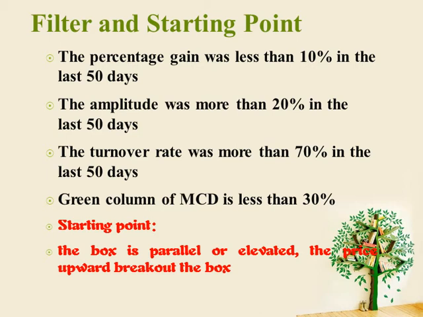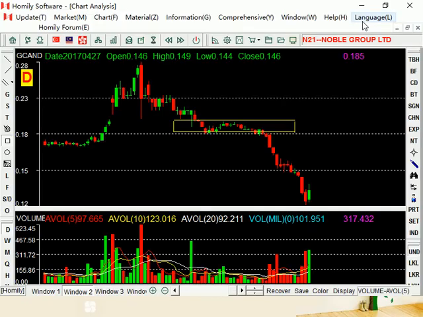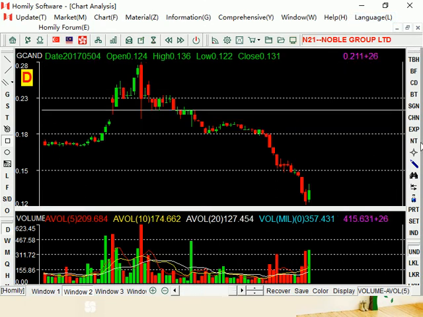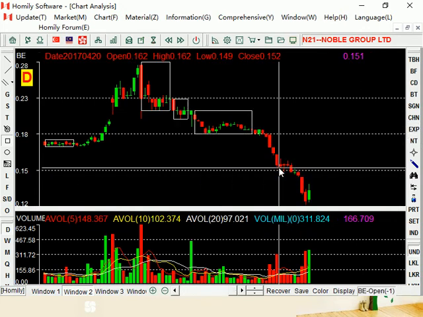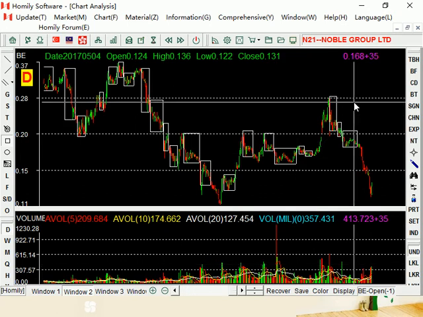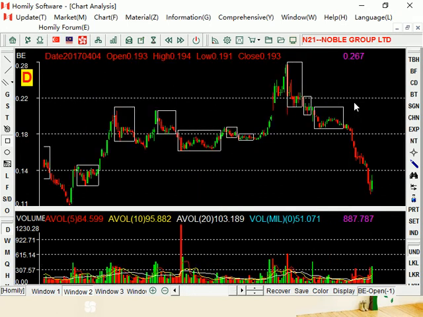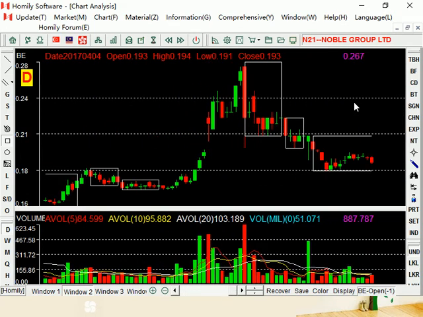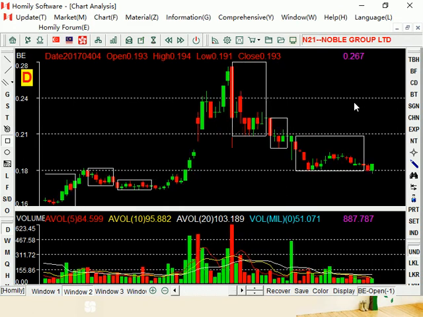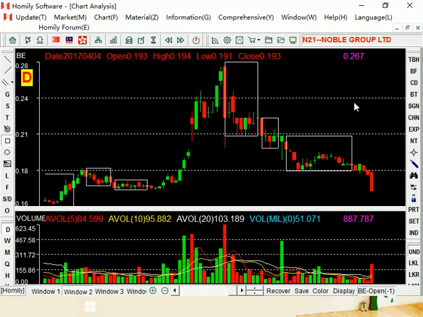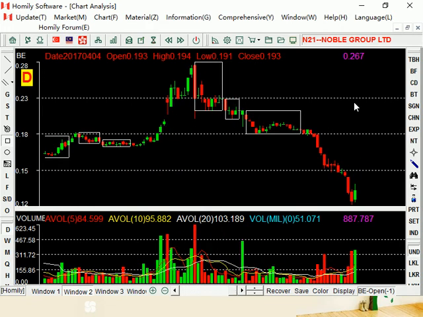Further, if you don't know how to draw the box, I can show you one function. This function is very suitable for sideways, which is called box expert. Okay, so we can see this is the box expert. If you see the box appear, it means this is sideways. Then if you see the price fall below the box, this is the stop loss point. Then we can see the next one.